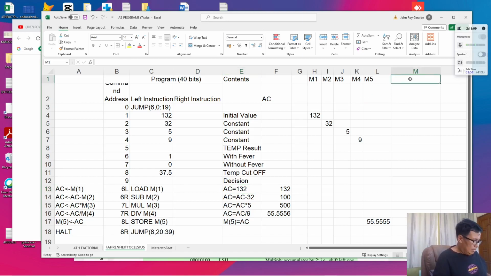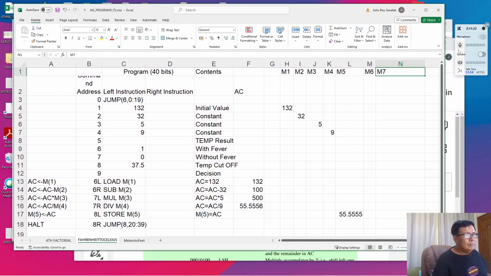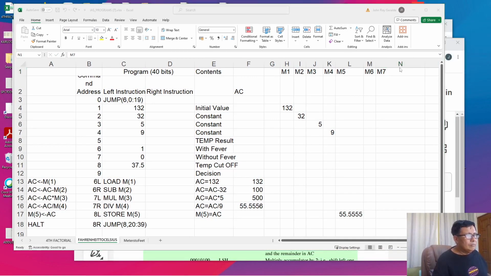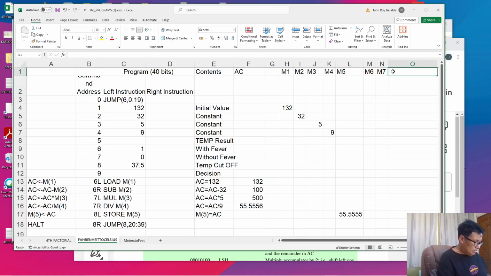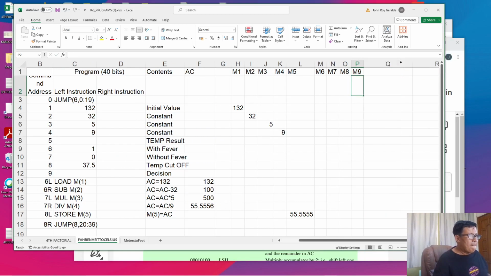So we will have M6. This is M6. We also have M7, without fever. M8 is our cutoff. M9 is our decision. And we will freeze the panes here.